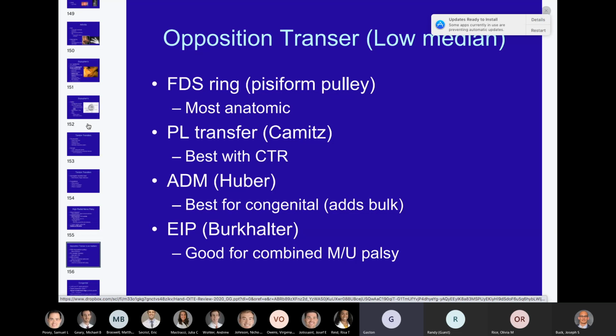In a congenital case that you want to add bulk, you're going to choose the Huber transfer, which is the abductor digiti quinti. And if they give you a combined median and ulnar nerve palsy, you're going to choose the EIP since it's one of the only things left working.